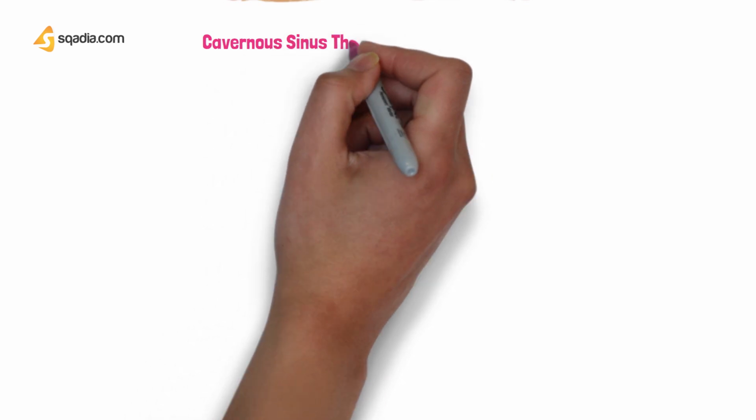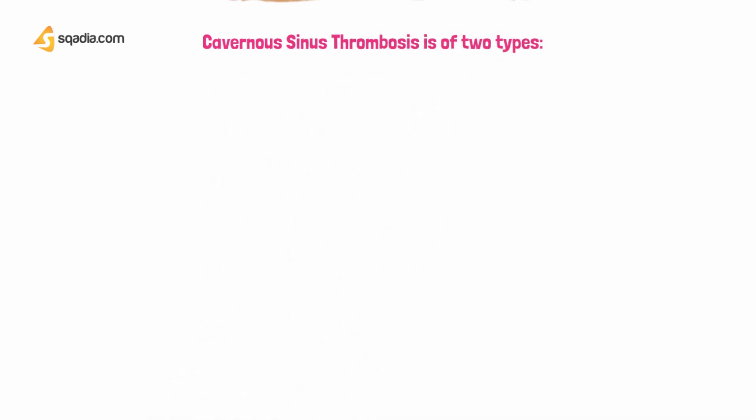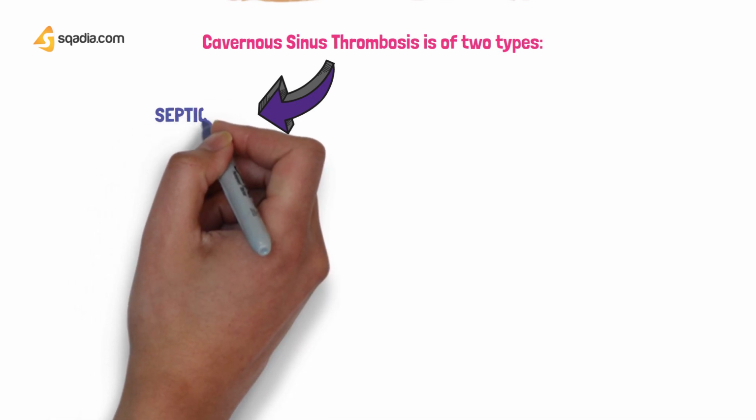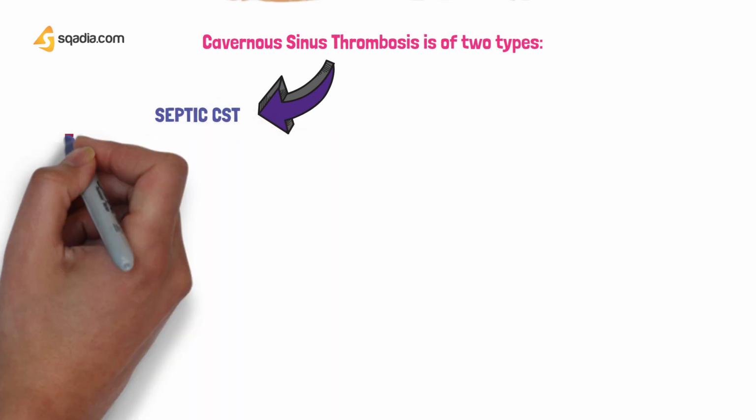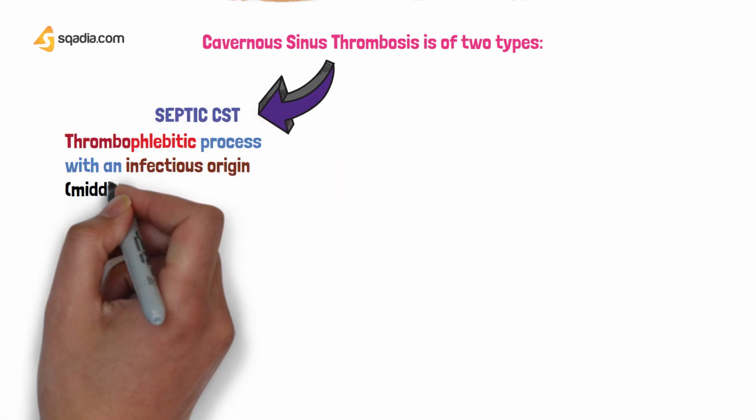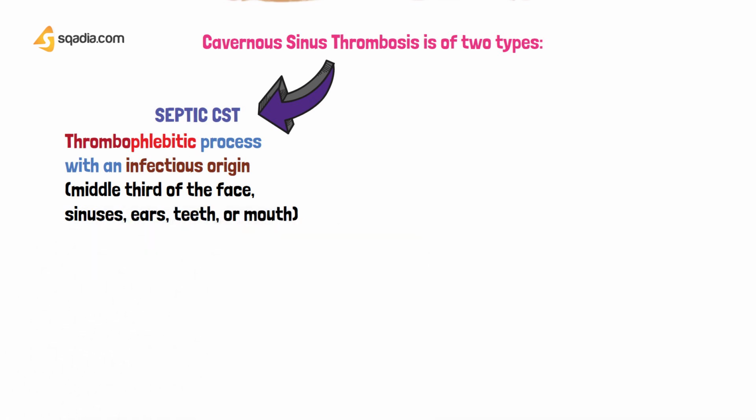Now, the cavernous sinus thrombosis can be classified into two types. There is the septic cavernous sinus thrombosis. This is a thrombophlebitic process with an infectious origin. It may originate in the middle third of the face, sinus, ears, teeth, or the mouth. In this, inflammation of the veins occurs.